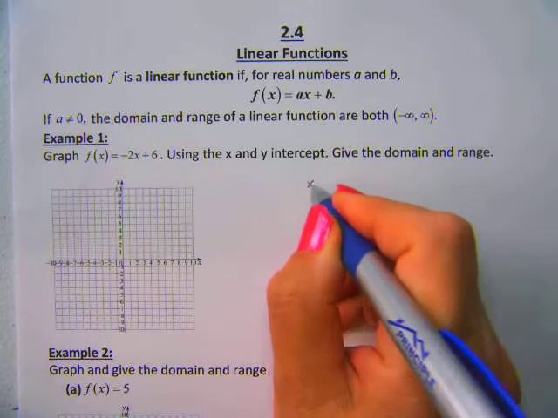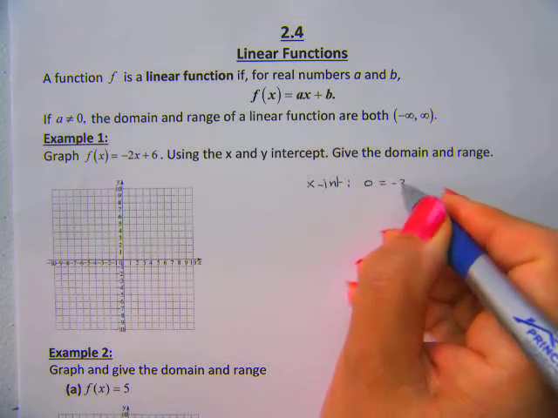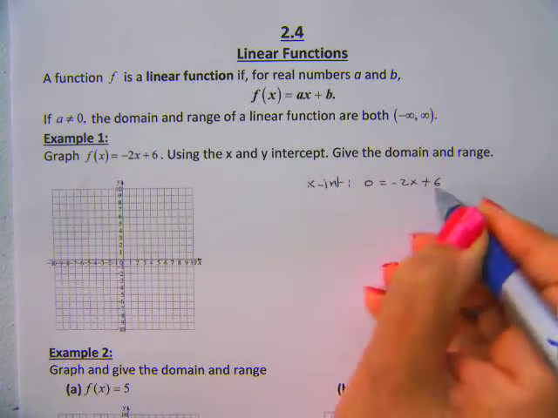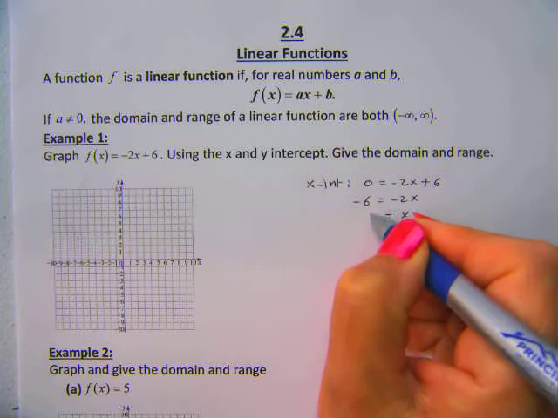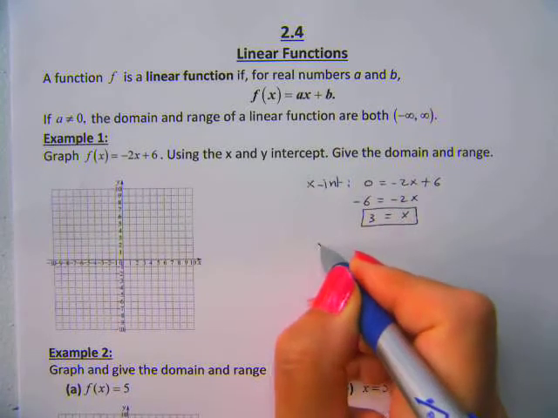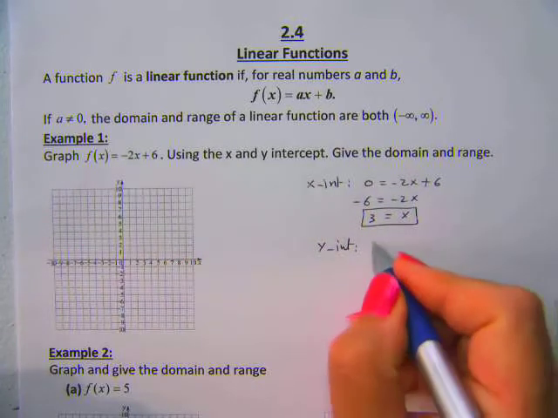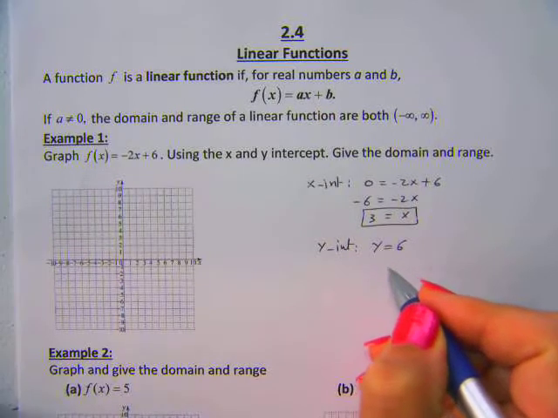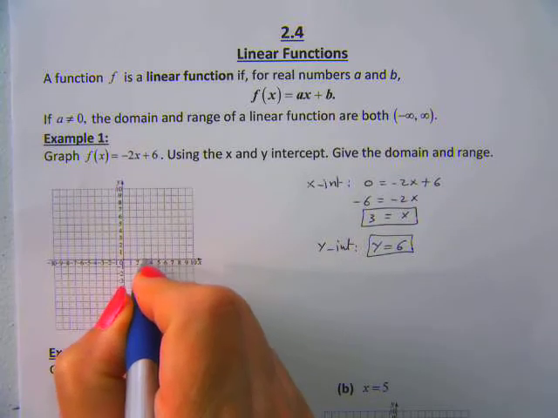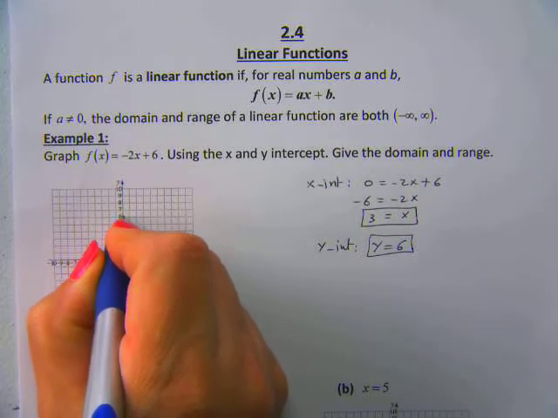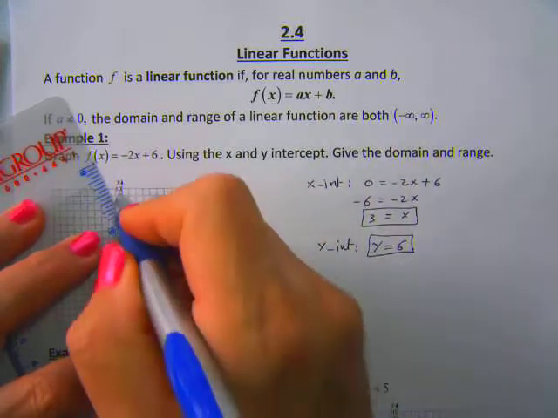So the x-intercept is when y is 0. So when y is 0, we solve and see what x is. So subtract, you get negative x equal negative 2x. Divide by negative 2 and you get 3. And the y-intercept is always easier, because that's when x is 0, then y is 6. So let's look at these 2 points. X is 3 and y is 6. Those are the x and y intercepts, and then you can draw the line.